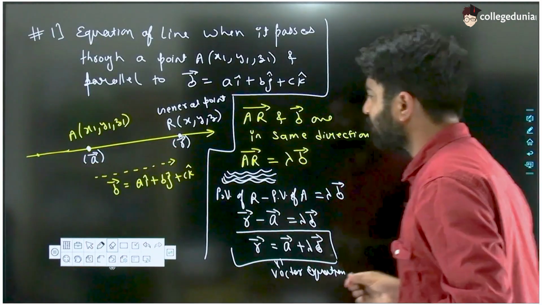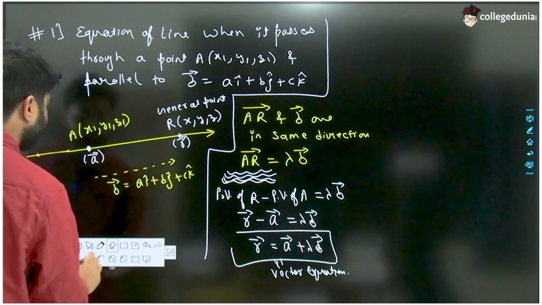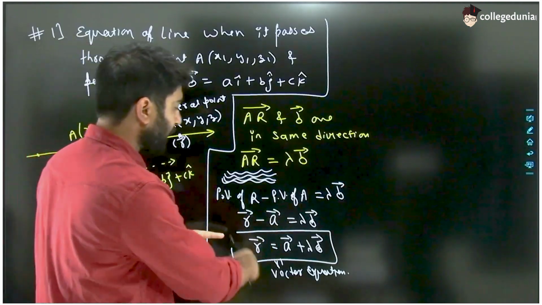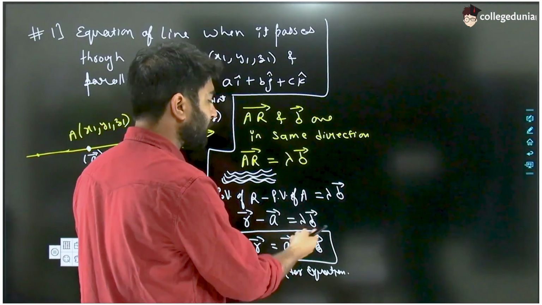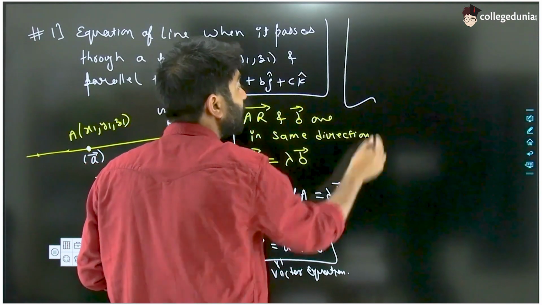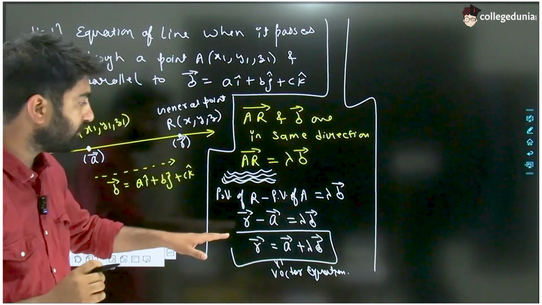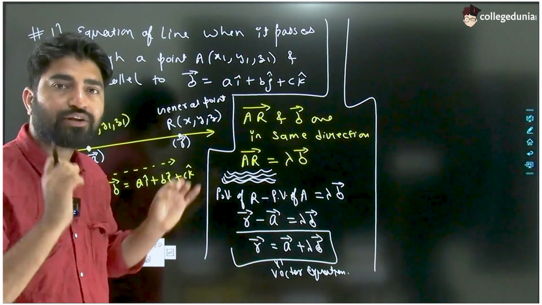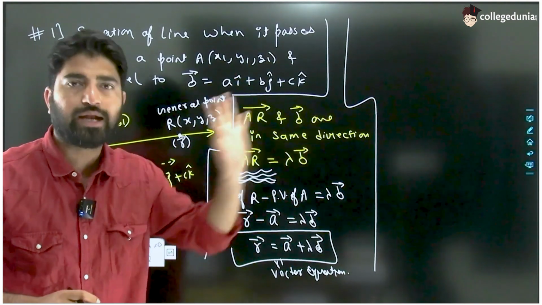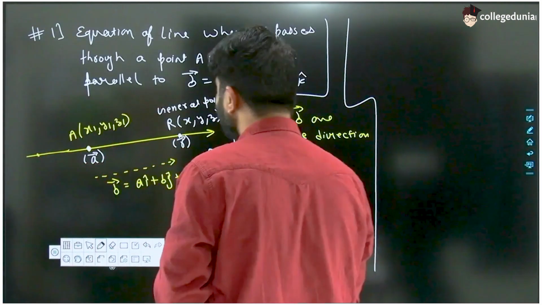But there is another equation in terms of x, y, z. This vector equation contains vectors, A vector and B vector, but there is another equation which is the Cartesian equation. The vector equation is in terms of vectors and the Cartesian equation will be in terms of x, y and z. So how do we find the Cartesian equation?